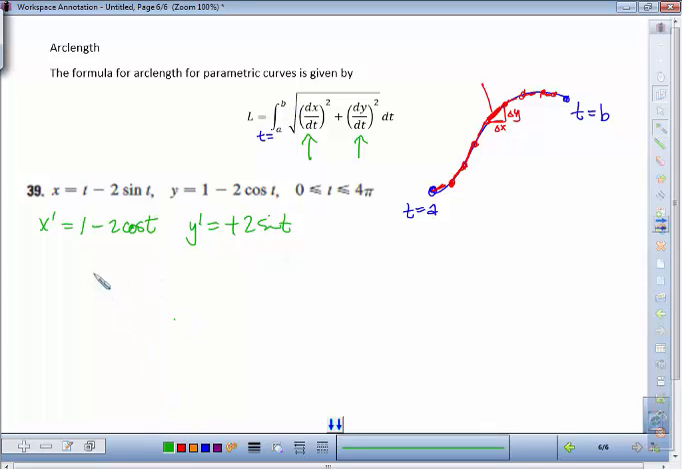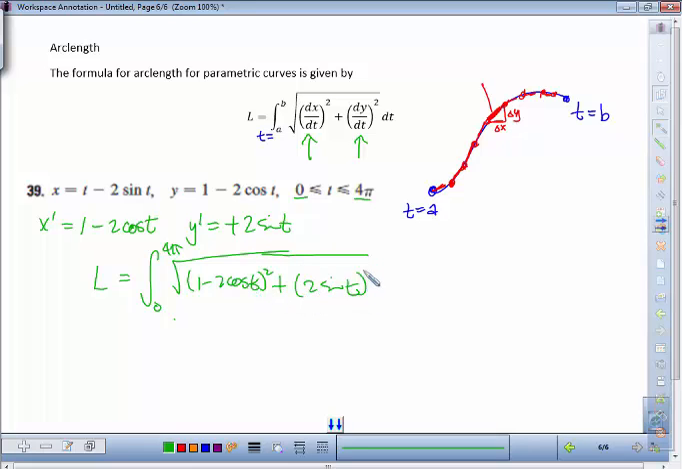Okay, so your arc length L is going to equal the integral, and these are the t value integrals, the t limits that you want. So we're going to go from 0 to 4 pi, and we're integrating the big square root, and then we're going to take the x prime, 1 minus 2 cosine t, cover that up and square it. And then the other one is 2 sine t squared dt.